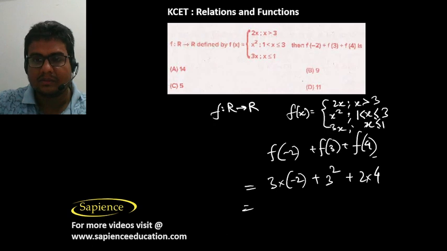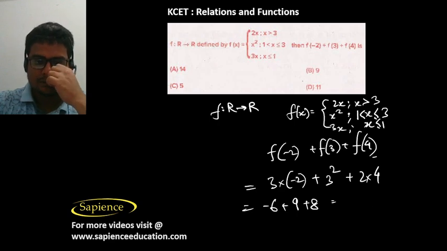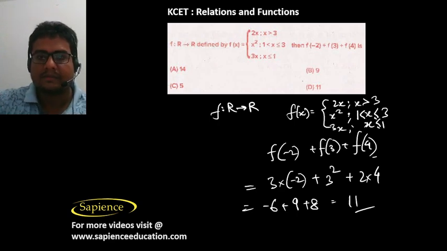So therefore the answer is minus 2 into 3, that is minus 6 plus 9 plus 8. So this will be equal to 9 minus 6, which is 3. 3 plus 8, that is 11. That means option D is the correct answer.